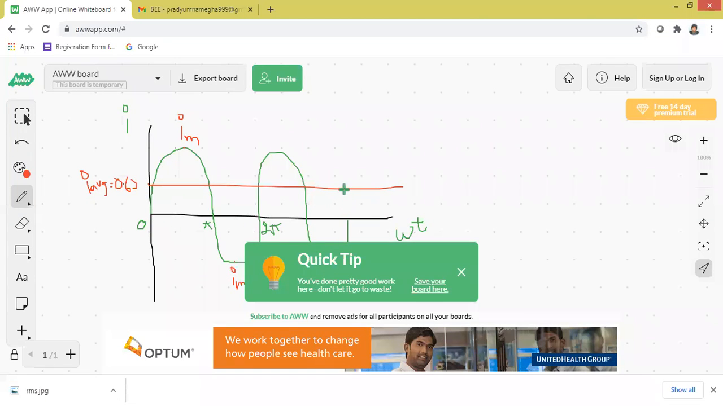So how to indicate this one? Average value is a part of the AC current. So here it comes, and this area is nothing but this one. And here you represent I average. This is A, B and G.